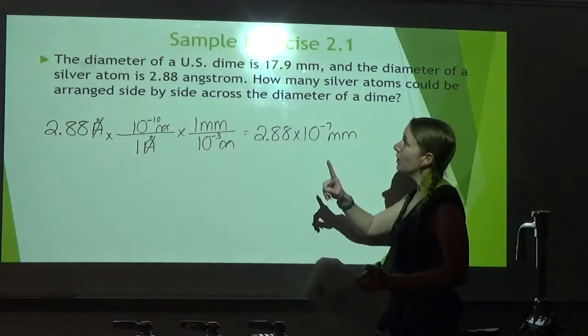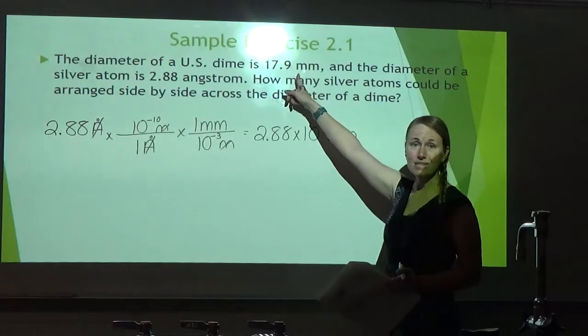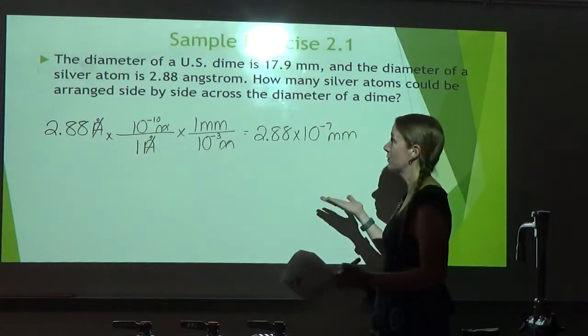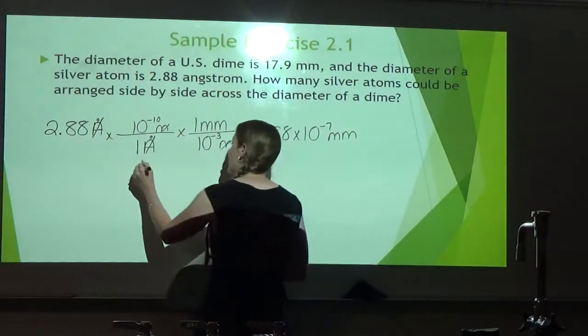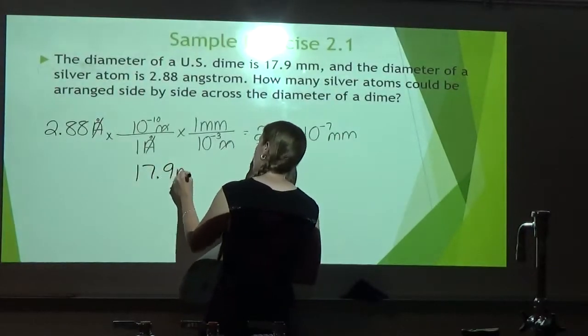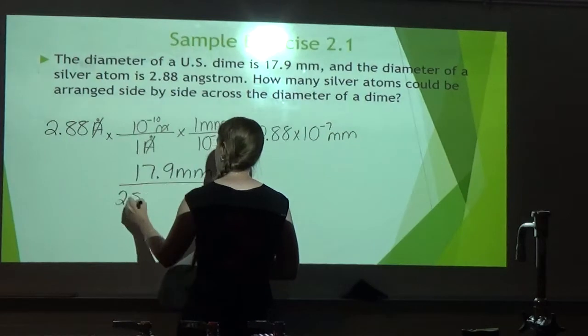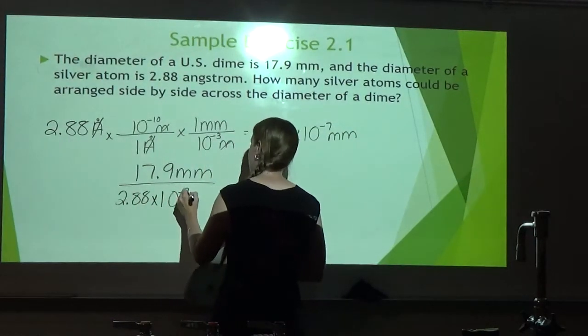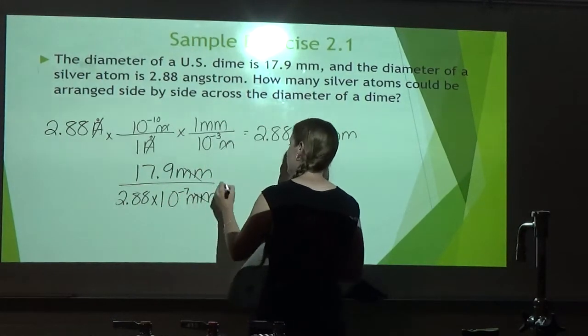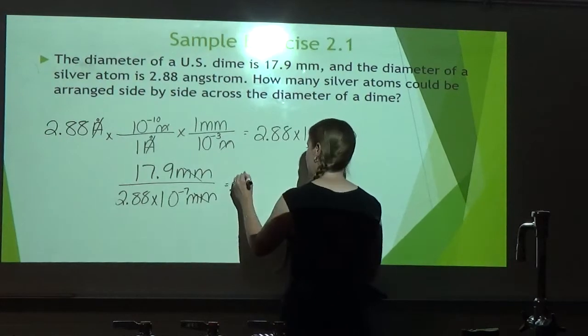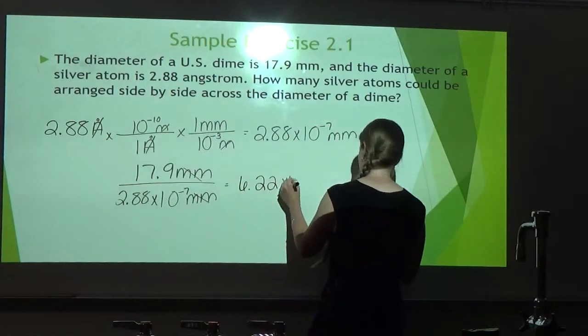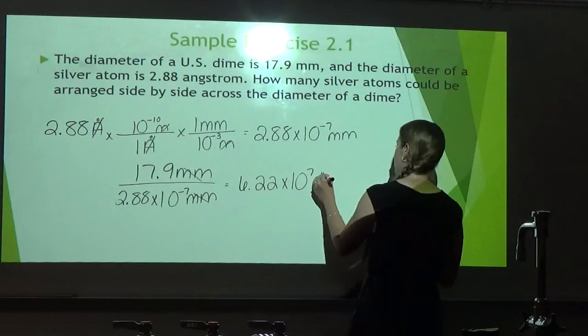So we're trying to figure out how many silver atoms could go across a dime of 17.9 millimeters. So all we need to do at that point is divide. I do 17.9 millimeters, and I divide by my 2.88 times 10 to the negative 7 millimeters. My millimeters cancel, and so I ended up getting 6.22 times 10 to the 7 atoms of silver.